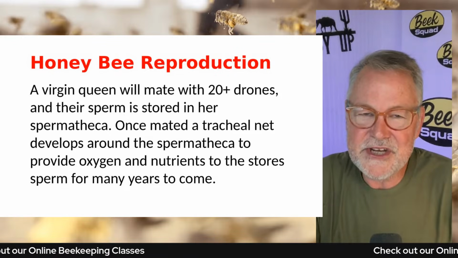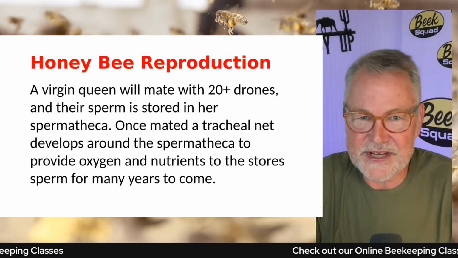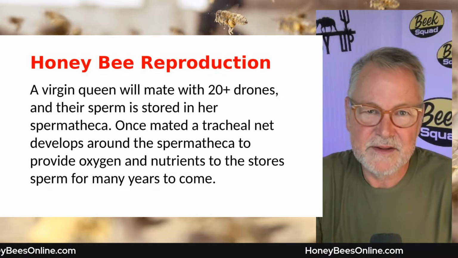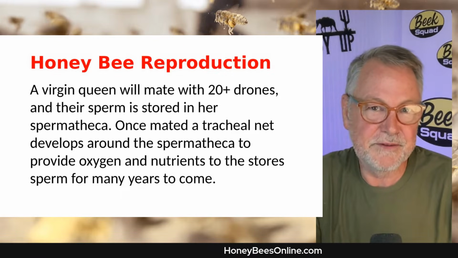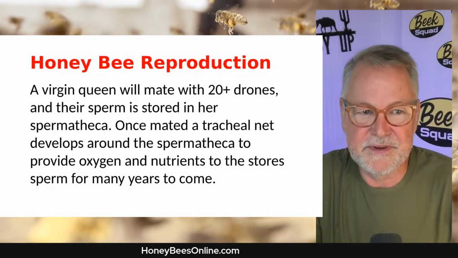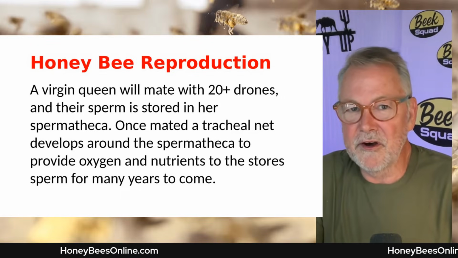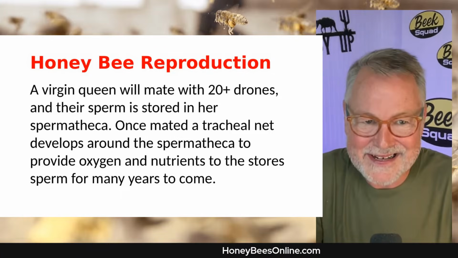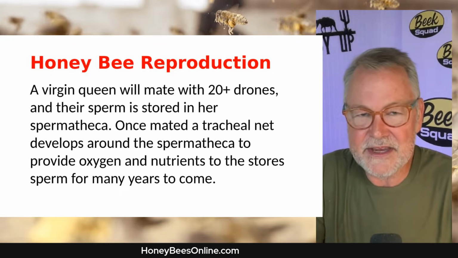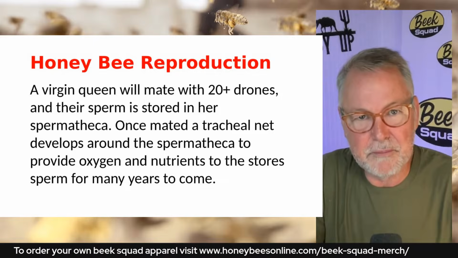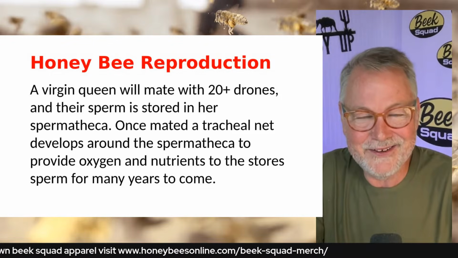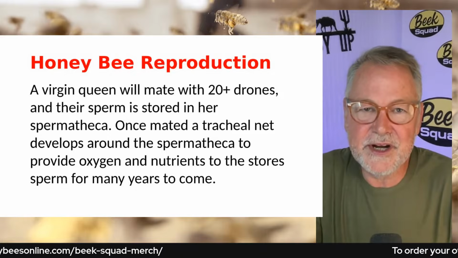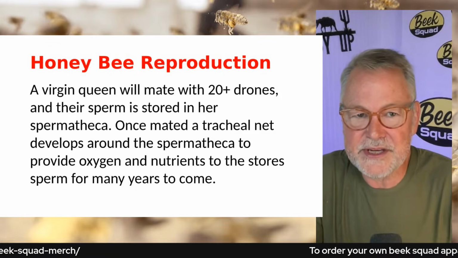Now, let me jump in here in the midst of this genetic explanation and say this. A virgin queen will mate with up to more than 20 drones sometimes, and all the sperm from those drones are stored in her spermatheca. This spermatheca is a sphere, a circular ball organ in her abdomen. And once they mate, it gets covered with what's called a trachea net.